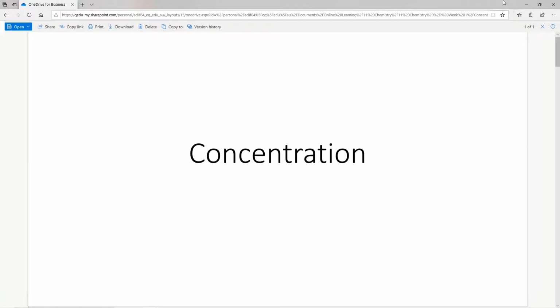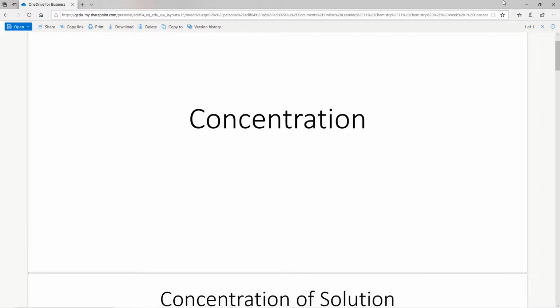Good morning, everyone. Today I figured I'd talk through a little bit about concentration equations and how to do them. So let's get straight into it.